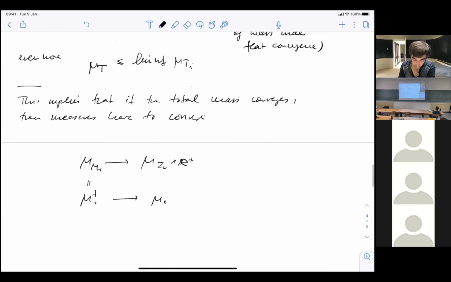Are there any questions regarding this so far? No? So we use our estimate from the beginning to argue that the total masses have to converge. Then with the estimate from before, we know we have convergence in flat norm, but then this implies that really the measures have to converge. And that gives that the initial condition is attained.